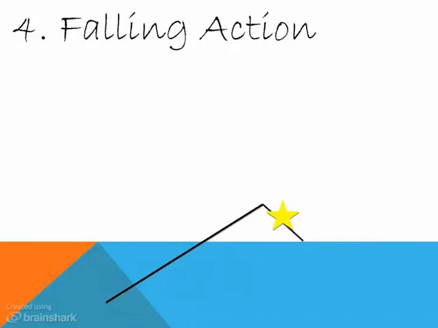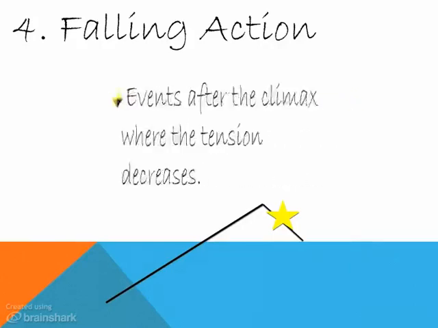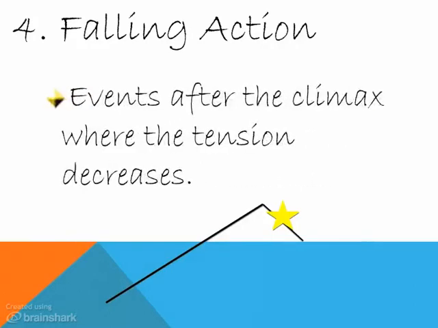So after the climax, when the conflict is dealt with, we don't just end the story. We have to kind of wrap things up. And that's what the falling action is. So the falling action are the events after the climax where the tension starts to decrease. Characters start to kind of wrap up and see where they are after the conflict was dealt with.